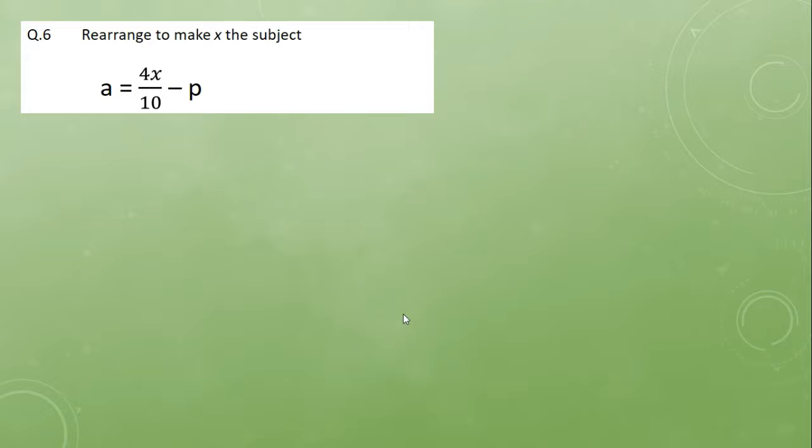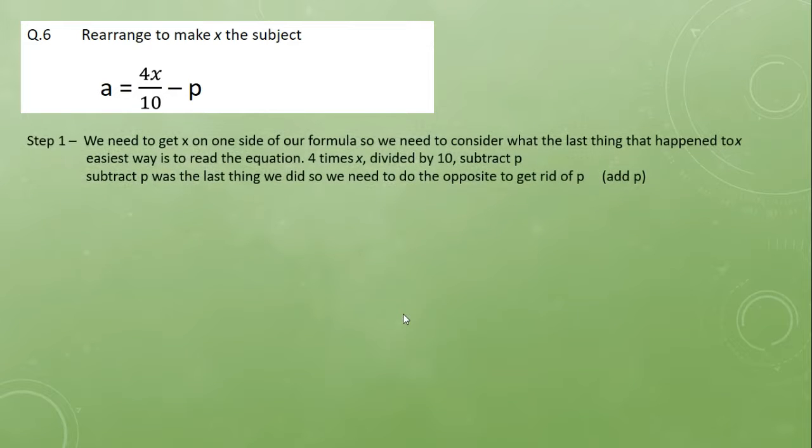Question 6 is also similar, so see if you can have a go at this one. Pause the recording if you can. If not, follow the step by step. Step 1, we need to get x on its own, so we want to read out that right hand side and see what the last thing we did was.